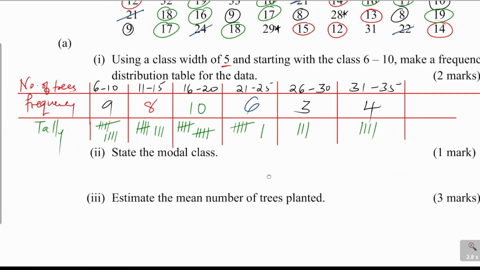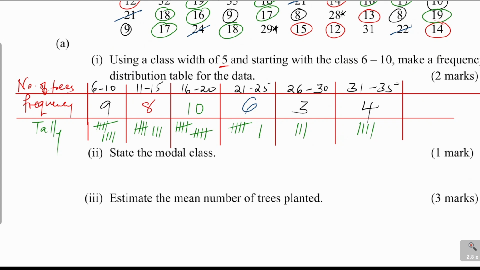State the modal class. That is part 2. The modal class is the class with the highest frequency, and that is 16 to 20. 16 to 20 is the modal class. Part 3, estimate the mean number of trees planted.